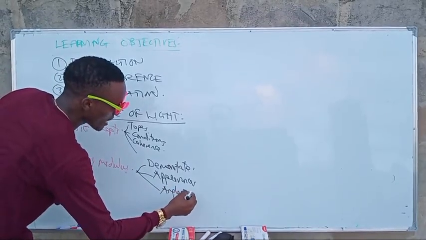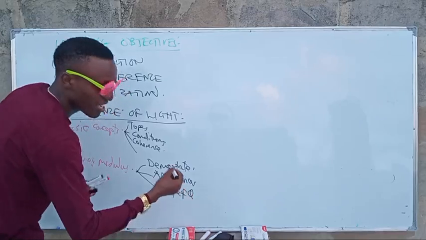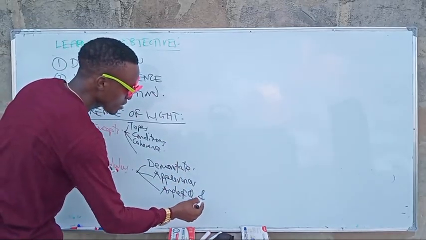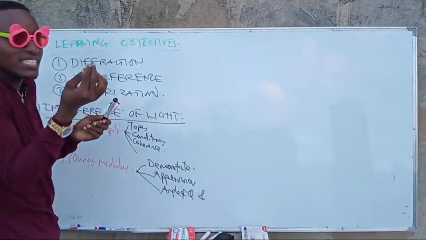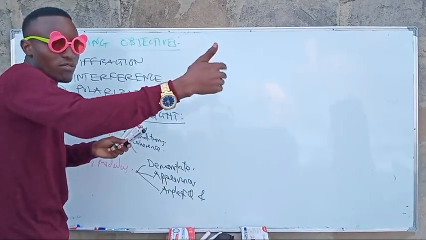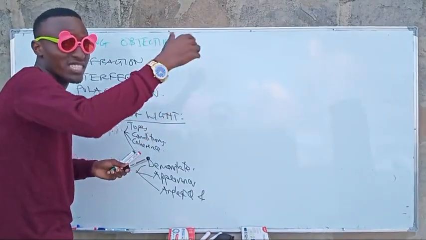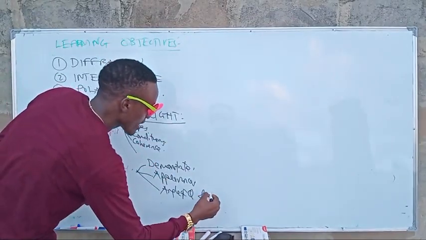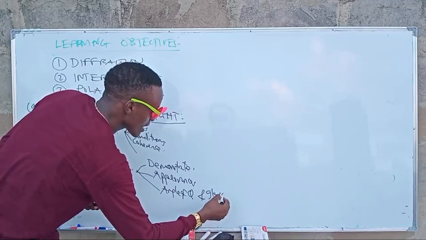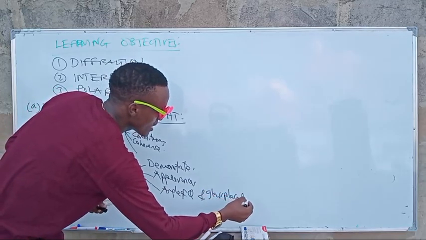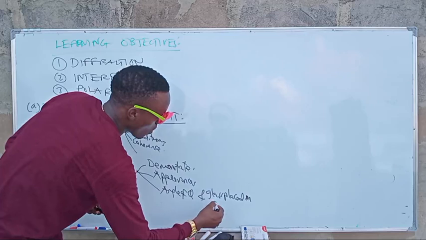The second thing you need to know is what happens when a glass is pressed on one of the slits.